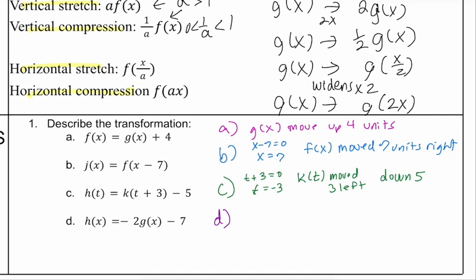Now let's do D. We have this h of x function, which is equal to negative 2 g of x minus 7. The first thing to notice is that both transformations occur on the outside of the function. So let's talk about the multiple of negative 2. What does that negative 2 do?